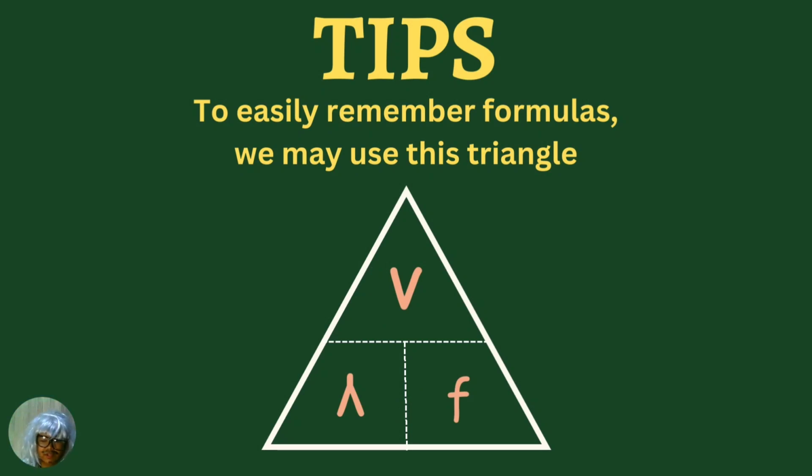Now, let's say, for example, that wavelength is missing. Then you may divide the speed by the frequency. And lastly, if the frequency is missing, then you may divide the speed by the wavelength. And in the end, this is what it looks like. So, I just taught the formulas, and now this is just an easier way to remember them.